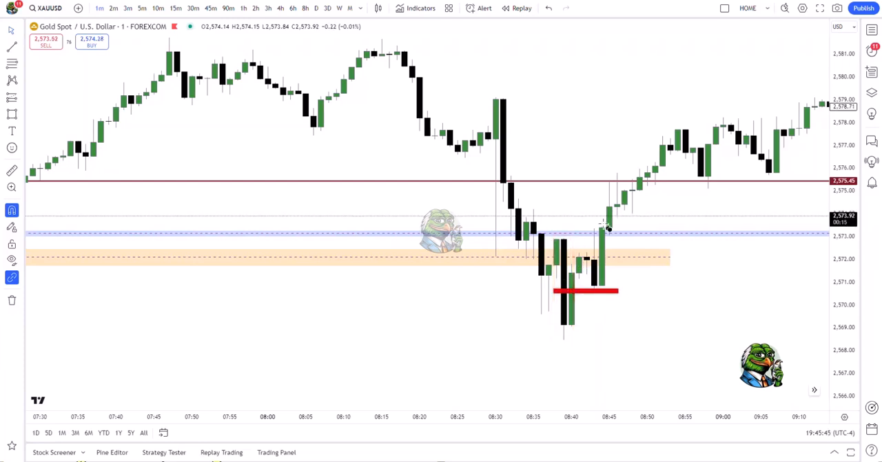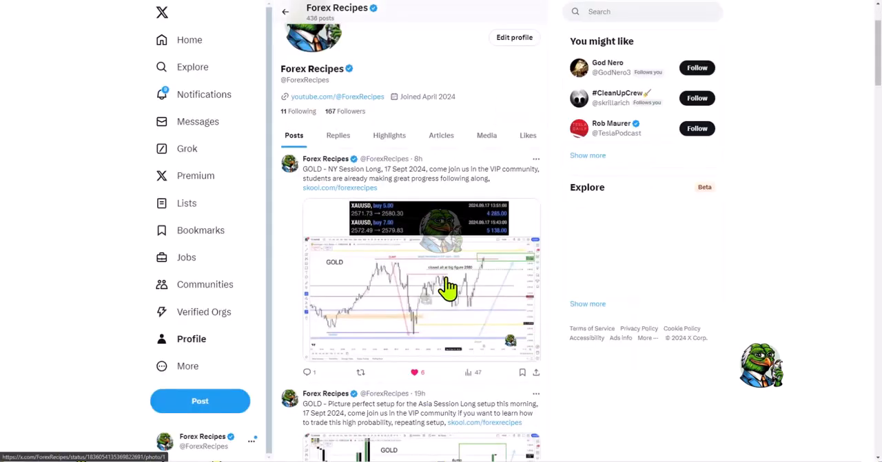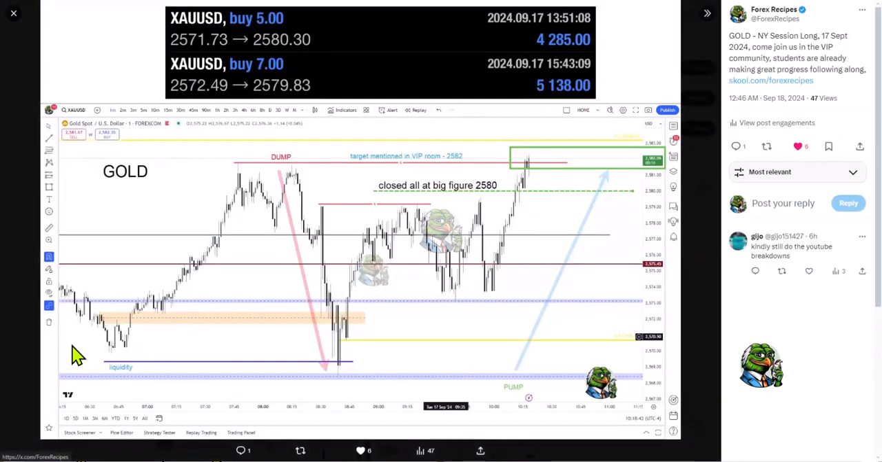So I've added to my existing position. It's a 7 lot added there. Had an initial 5 lot back at this bullish breaker. So let's bring up the trade. We're referring to this particular trade here. Here is where I added my initial 5 lot. The 5 lots there, you can see it there.